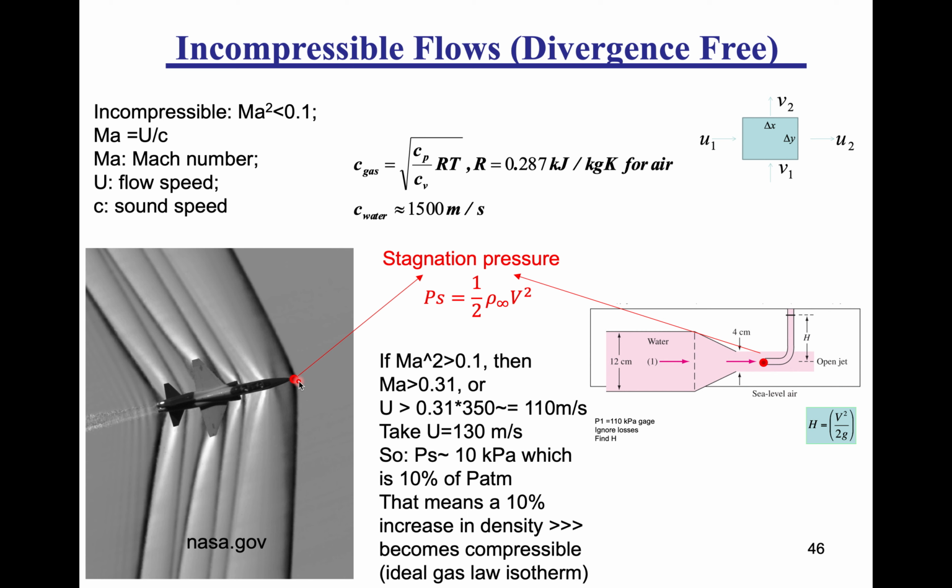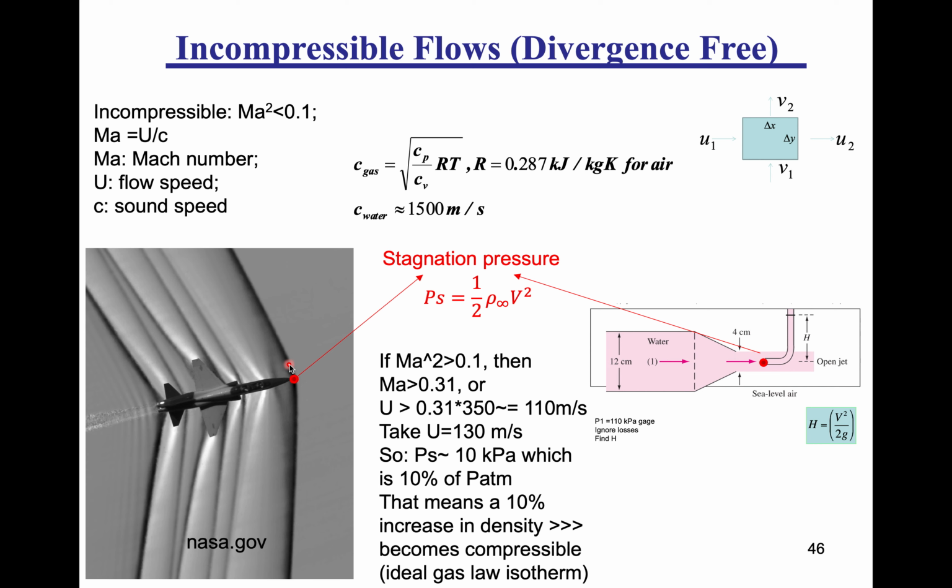The air gets compressed, and that shockwave is just a compressive type of wave. Its properties include an increase in pressure as well as an increase in density, and also temperature if you follow the ideal gas law. So that's really where the speed of sound comes into the equation.